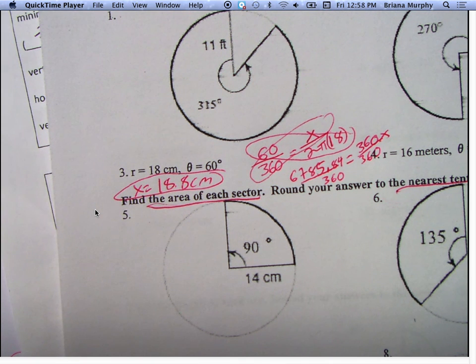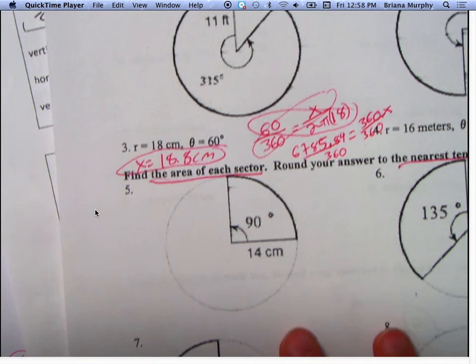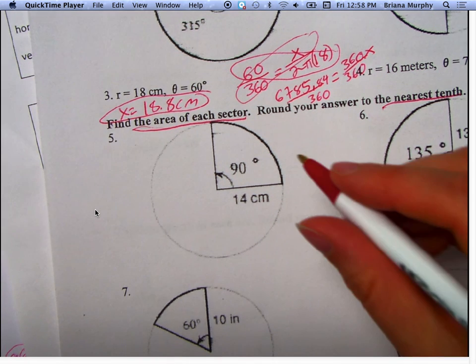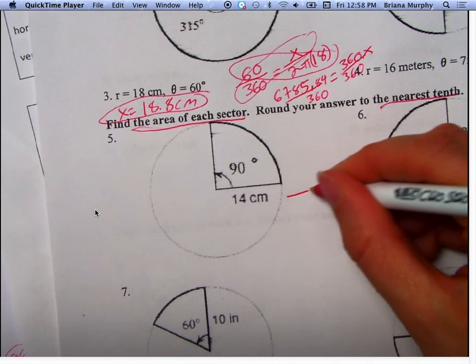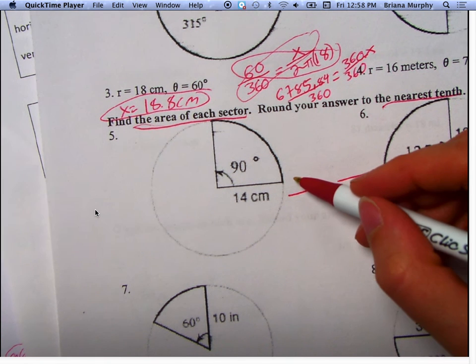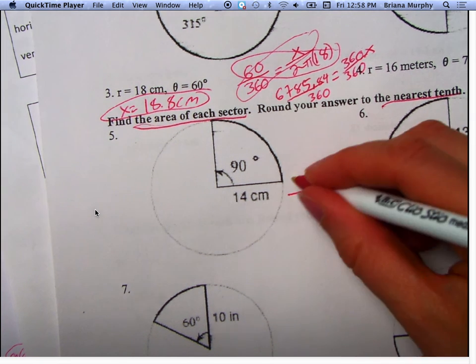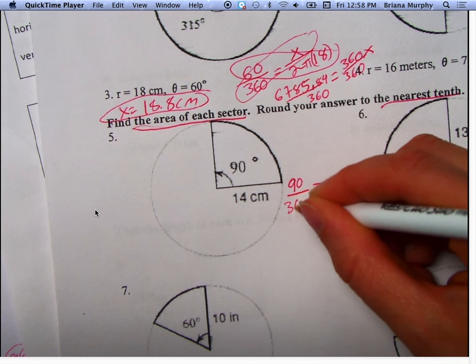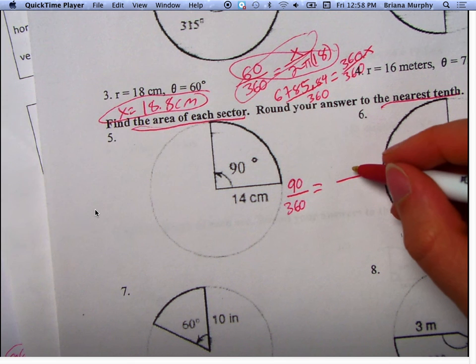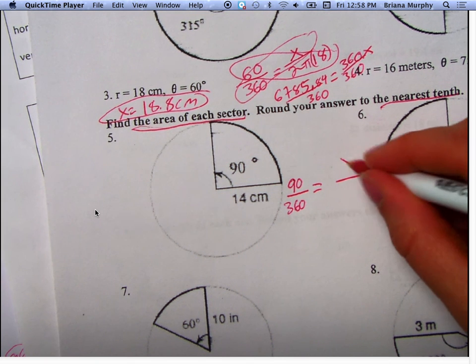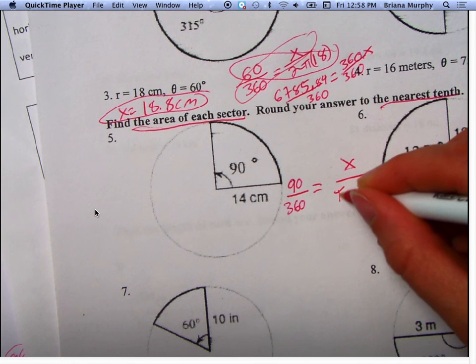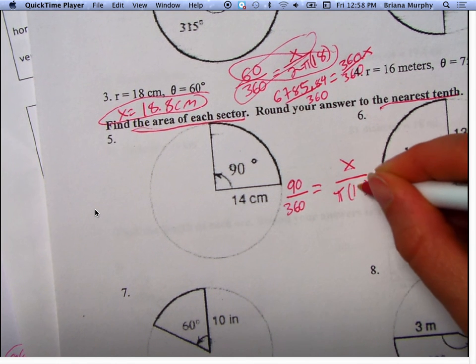Okay, let's try number 5 and see how it's different. So we're going to do, what goes up here on this top left? 90. What goes on the bottom of this left-hand side? 360. Okay. What goes on this top right over here? X. What goes on the bottom? That's the harder part. It's new. Pi r squared. So pi 14 squared.